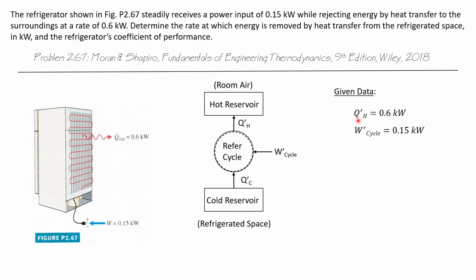Our given data is that Q dot H is 0.6 kilowatts and that W dot for the cycle is 0.15 kilowatts. And we want to find Q dot C, that is the rate of cooling from the refrigerated space. And we also want to find the coefficient of performance of this refrigeration cycle.